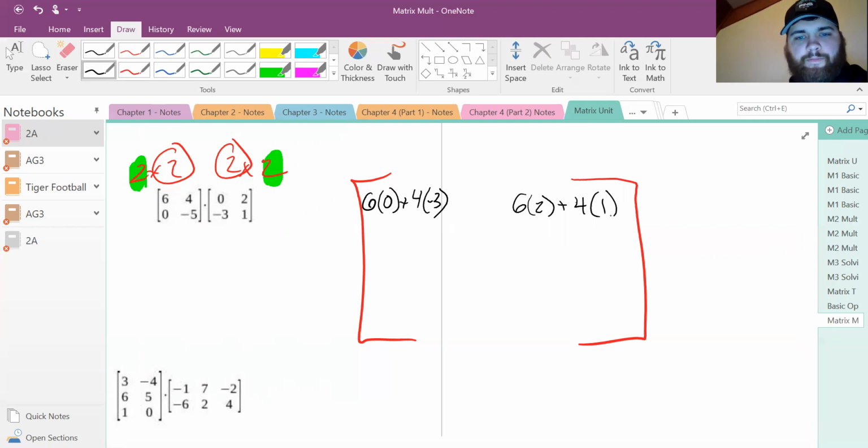Okay, you guys good with that? And I'll go through and highlight it next so you can see how the numbers match up with the colors. Okay, now I'm moving on to my second row. So we have 0 times 0 and -5 times -3.